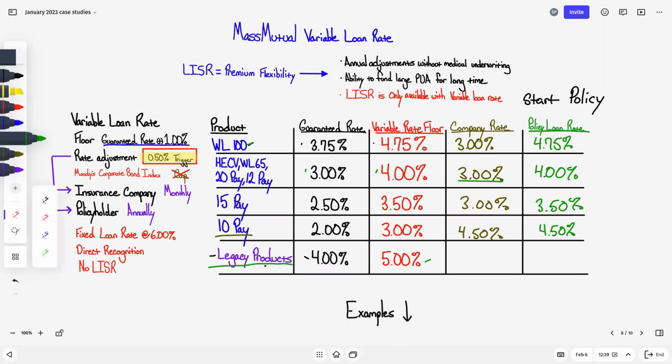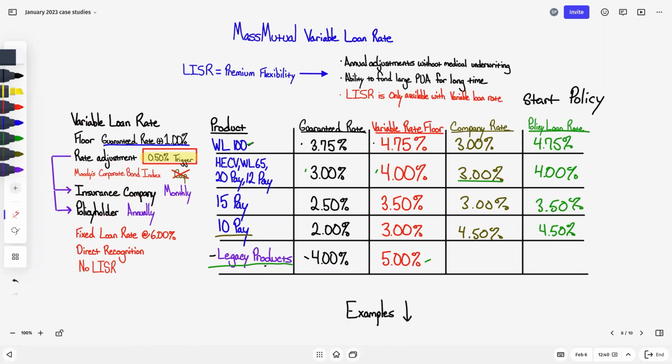So back to the material on the left. That was a little bit on the variable loan rate floor. Let's go through rate adjustments and exactly how this works. So the variable loan rate adjustment, we have this 0.5% trigger, which we'll go through a couple examples of. But then we see Moody's Corporate Bond Index, and then the insurance company, which is Mass Mutual, monthly, and then a policyholder, which would be you, annually.